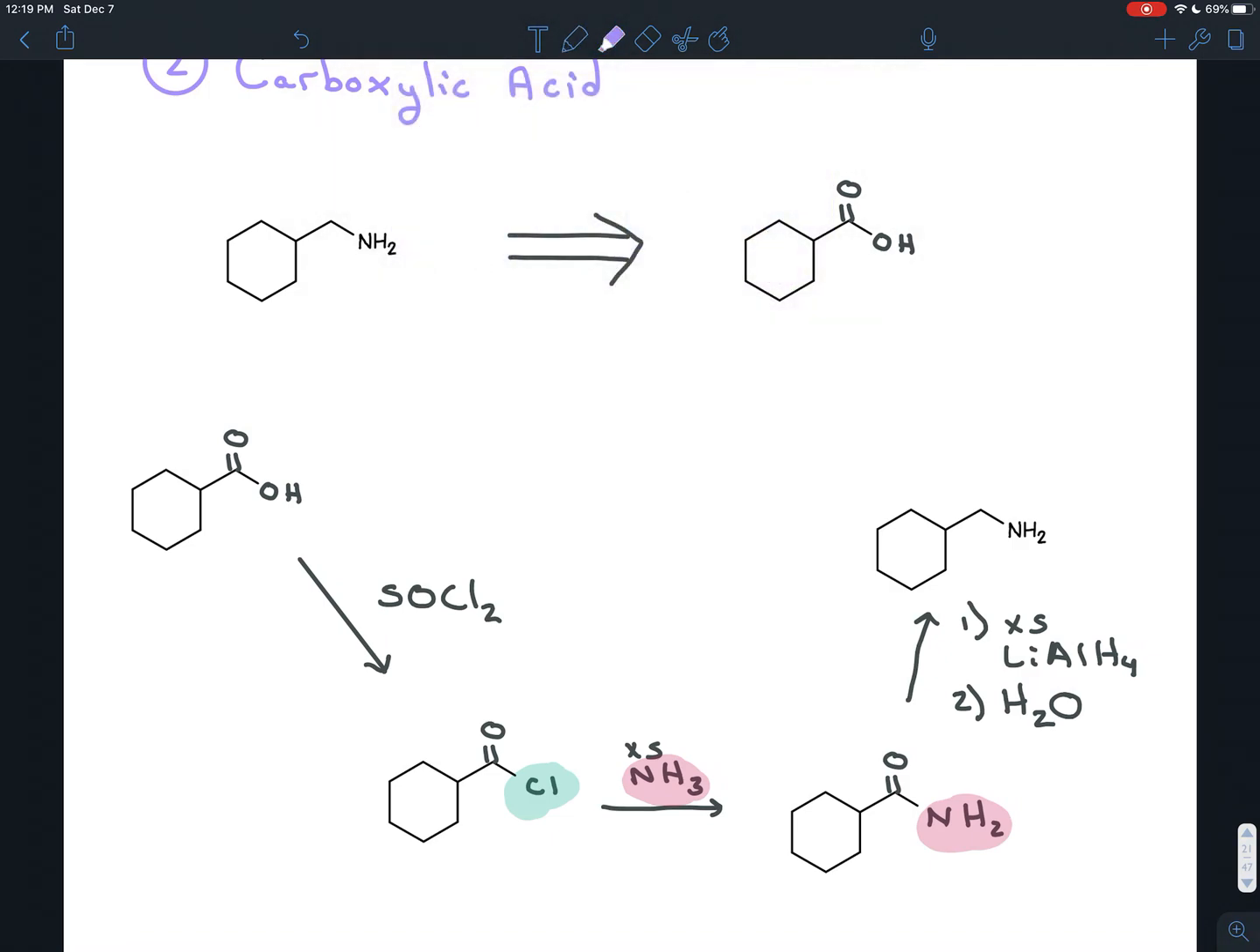And the bonds to the hydrogen that we have here, on the carbon and on the nitrogen, those hydrogens are coming from lithium aluminum hydride and water, both of those in the mechanism. And we've seen that mechanism before in a previous chapter.